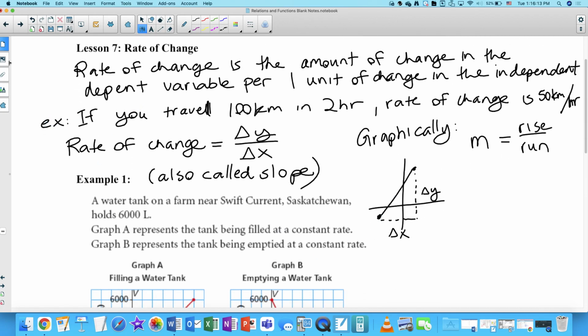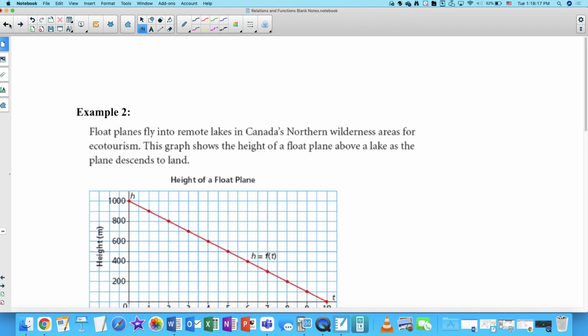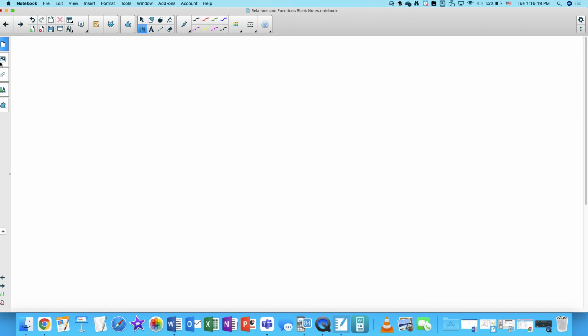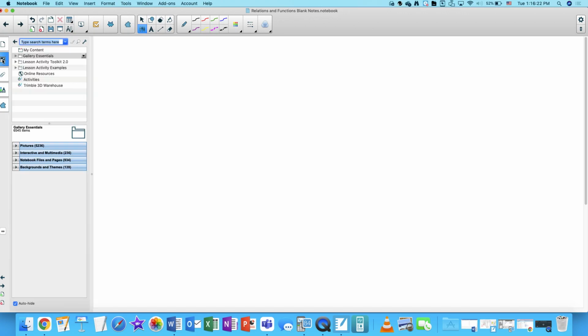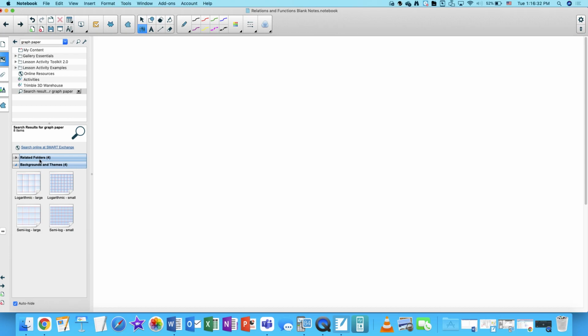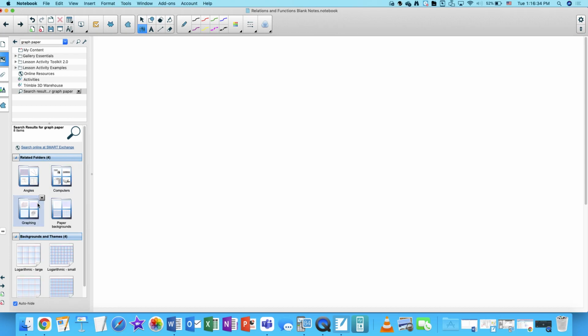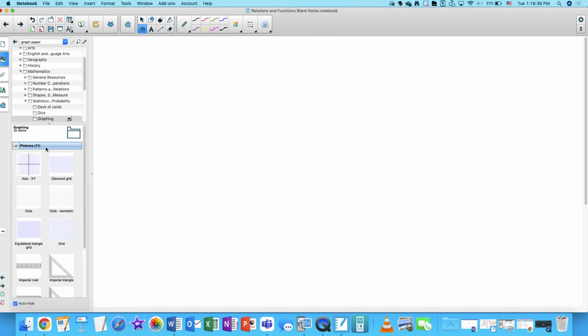And I'm also going to add in some graph paper. Okay, so really I'm just having this here as a tool.